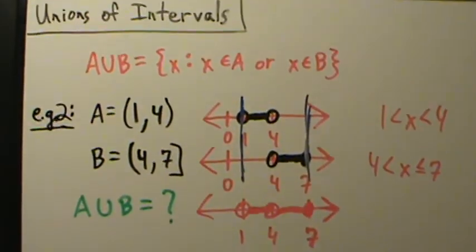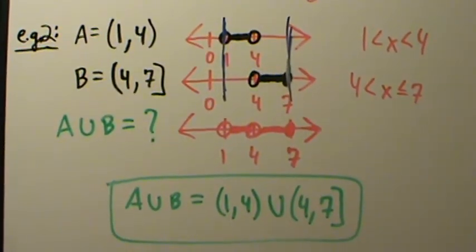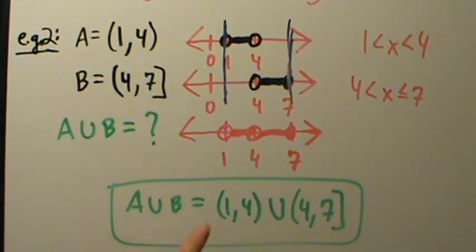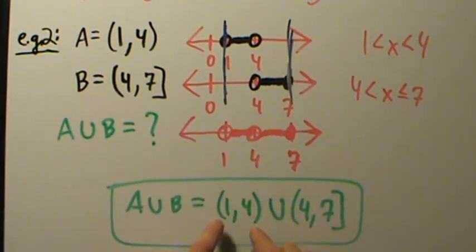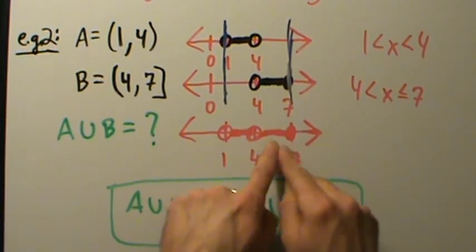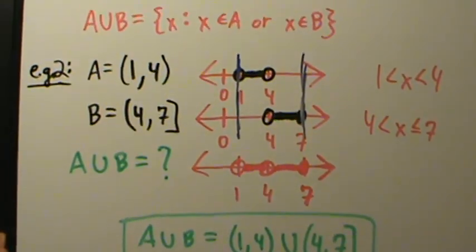So that's example 2 with unions of intervals, and here's our answer again. Everything from 1 to 4, excluding 1 and excluding 4, and then union with this interval here. It's really just the interval A we had, union with the interval B that we had. Nothing can be simplified, so we just have to express the answer like that. Sometimes that'll happen, and that's example 2.